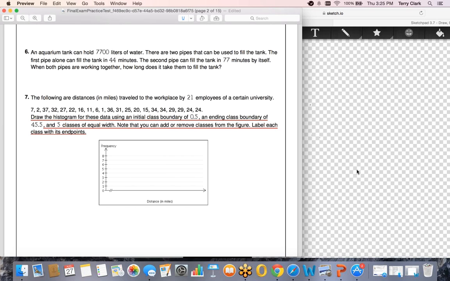So we're going to take the ending of 45.5. We're going to subtract the beginning of 0.5 because that's going to give us the range. And then that's going to equal 45. So that means between the first one and the last one is a 45 space difference. That's the interval between the first and the last. Then we're going to divide that by the amount of classes, which is 5. And then that's going to give us 9 as our class width.